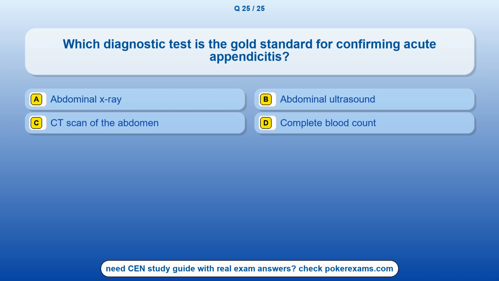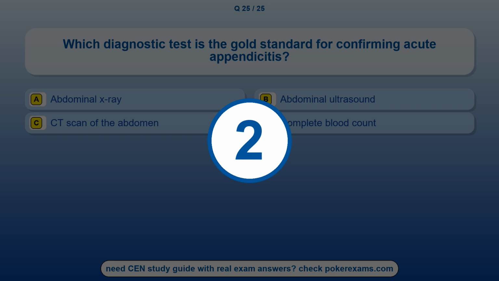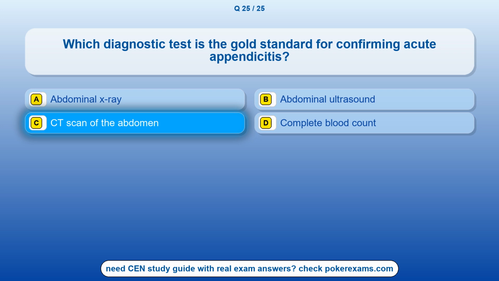Question 25. Which diagnostic test is the gold standard for confirming acute appendicitis? Option A, abdominal X-ray, option B, abdominal ultrasound, option C, CT scan of the abdomen, option D, a complete blood count. The correct answer is option C, CT scan of the abdomen.